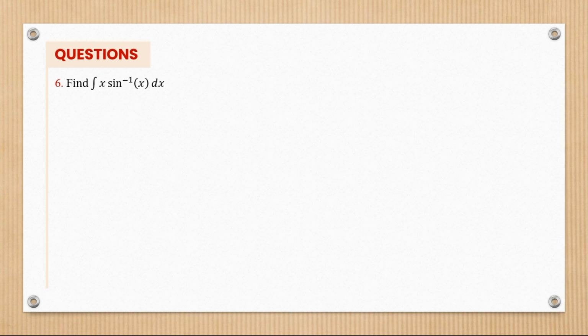So moving on to another question. This is question number 6. We're being told to find the integral of x sine inverse of x dx. Now when you look at this, you can clearly see that we cannot integrate directly with any other method. The substitution method cannot work, or any other method of the sort. So we are clearly going to use integration by parts again.